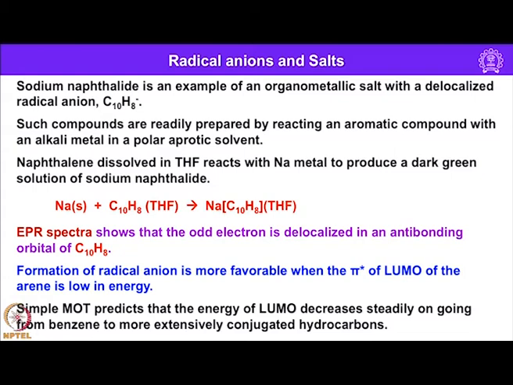So, formation of the radical anion is more favorable when the pi star lowest unoccupied molecular orbital of the arene is low in energy. Simple molecular orbital theory predicts that the energy of the LUMO decreases steadily on going from benzene to more extensively conjugated hydrocarbons. As a result, they have a tendency to form these kinds of stable sodium salts, which come very handy in organic synthesis. Sodium naphthalide and similar compounds are highly reactive reducing agents.